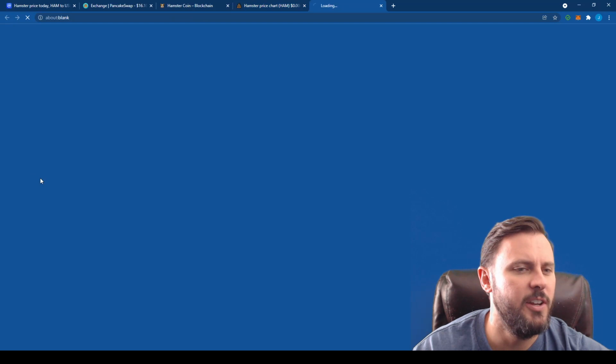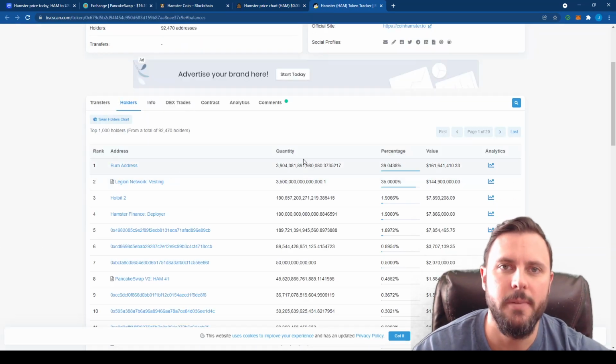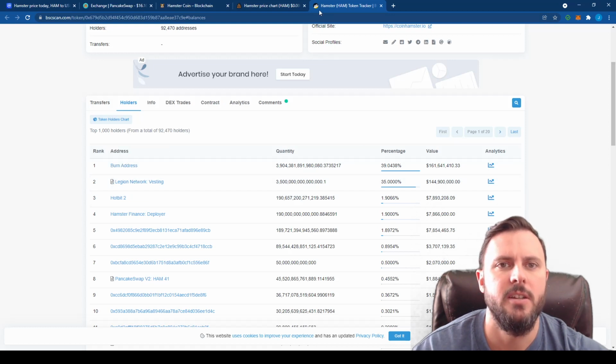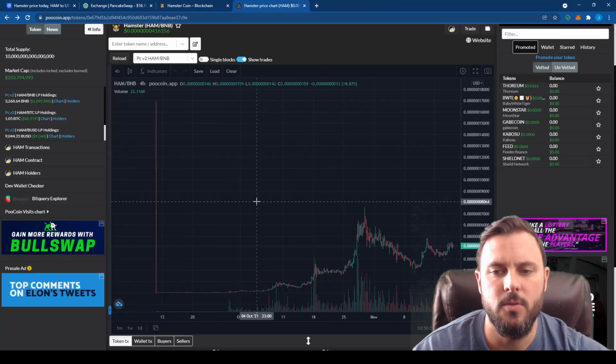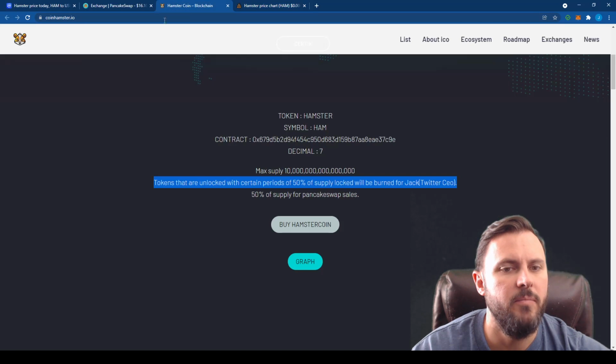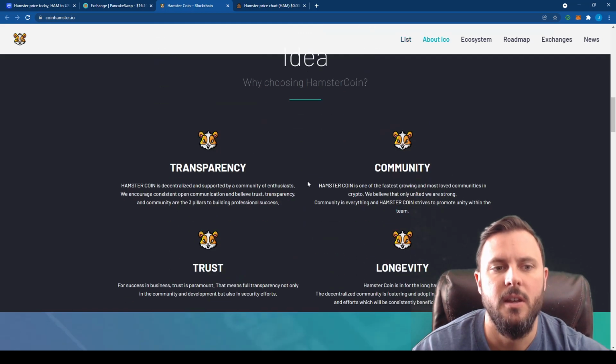So if we look at the holders of Hamster, we'll see the burn address is the biggest holder, and the second biggest holder is a contract address, hopefully locked liquidity of some sort. That was the basics of it. Where can you find it? You can see it here. They didn't add Poo app for some weird reason.